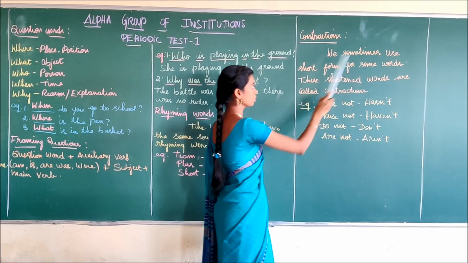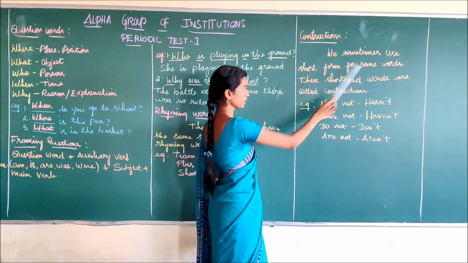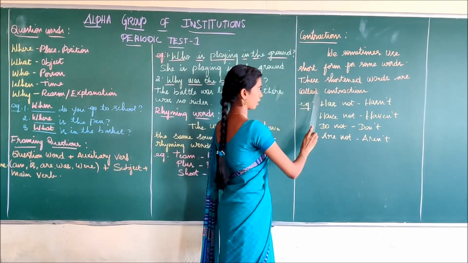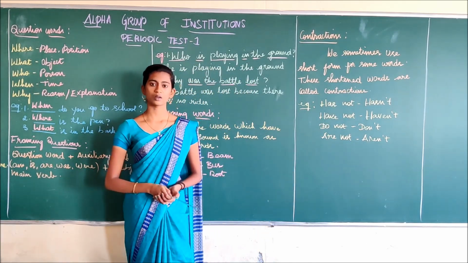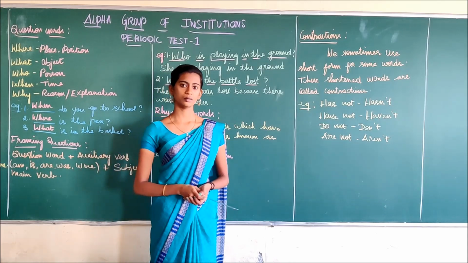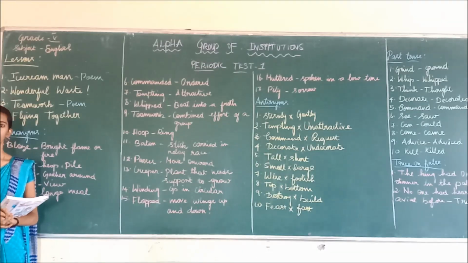We sometimes use short forms for some words. These shortened words are called contractions. When we write in a short form, those words are called contractions. Have you understood? Let's revise the lessons.